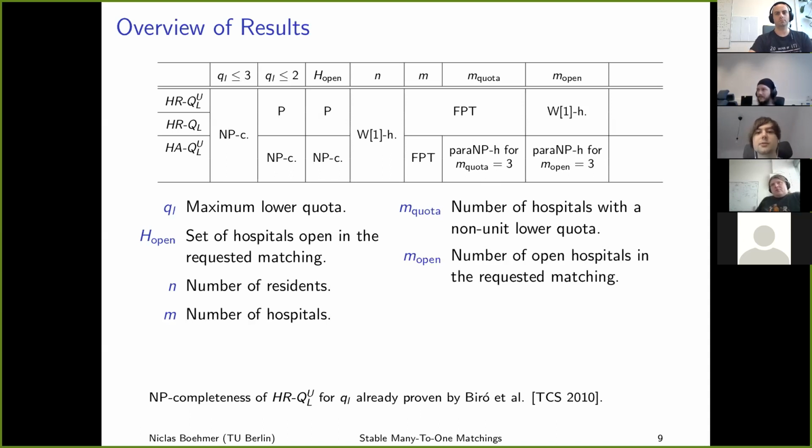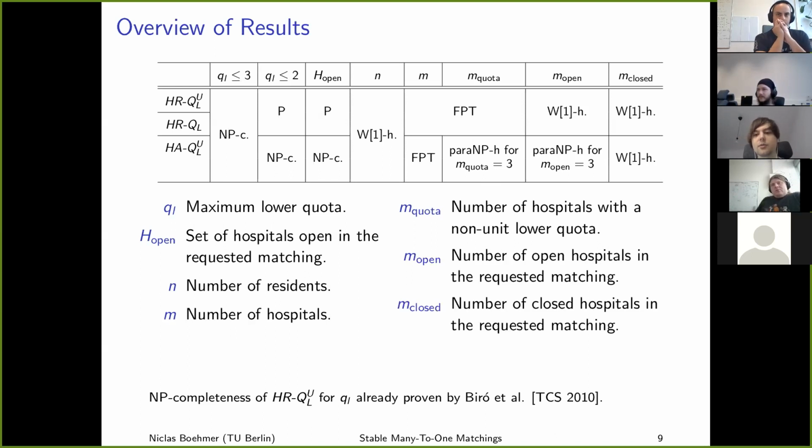One may also be interested in finding a stable matching where exactly a given number of hospitals is open. So we considered the parameterized complexity of, given some number M open, deciding whether there exists a stable matching opening exactly M open hospitals, parameterized by this number M open, or symmetrically by the number of closed hospitals in the requested stable matching. And all our problems become W1 hard in this case.